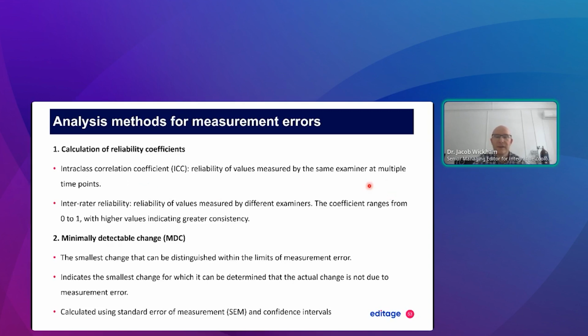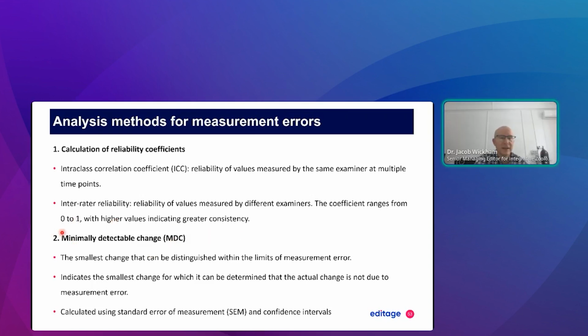So you can look at maybe a bias from having the same examiner, or you can have inter-rater reliability. And here you have different examiners, and you can look at the reliability of values based on having different examiners measuring the same thing. And the coefficients can range from 0 to 1, with higher values indicating greater consistency.